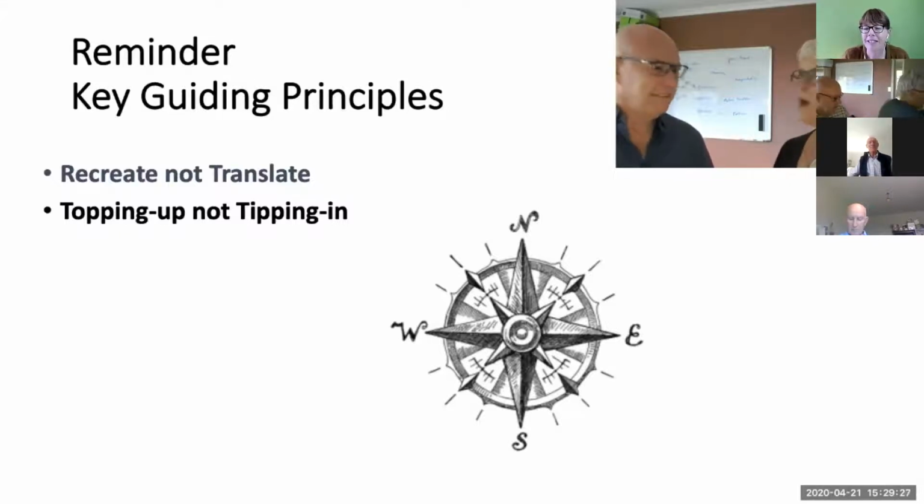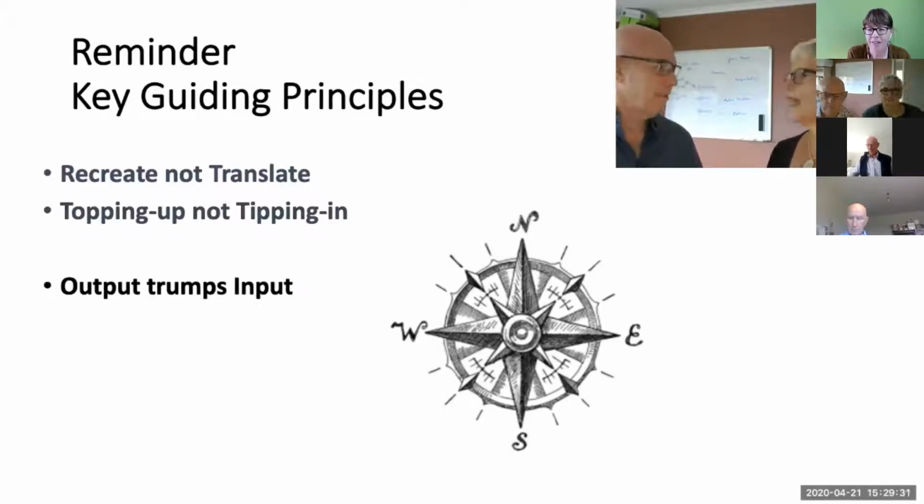And this is my favourite: output trumps input. Absolutely. So it's when people are interacting and collaborating and creating new knowledge, particularly interacting with your peers. And then there's one more, and I like this one too: enable, not rescue.